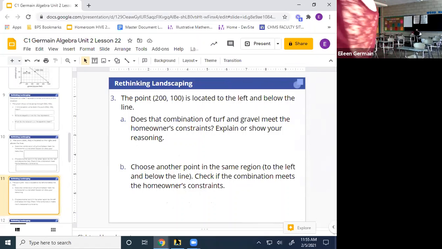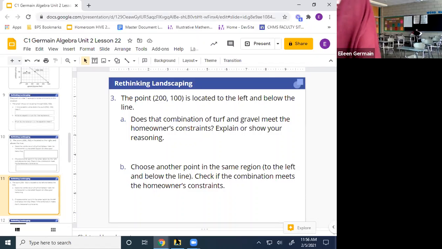The point on slide number 11 says the point (200, 100) is located to the left and below the line. Does that combination of turf and gravel meet the homeowner's constraints? Explain or show your reasoning. Choose another point in the same region to the left and below the line and check if that combination meets the homeowner's constraints.